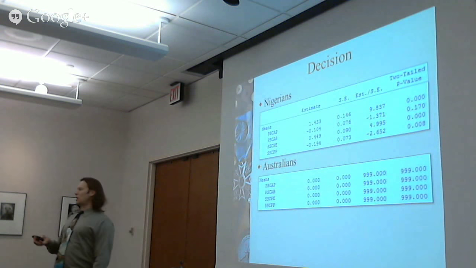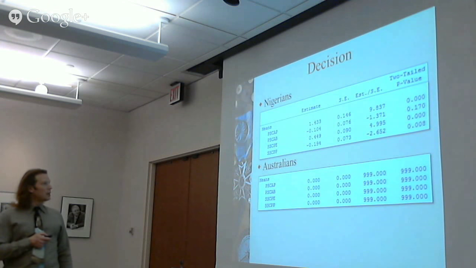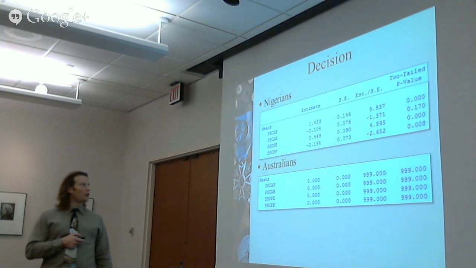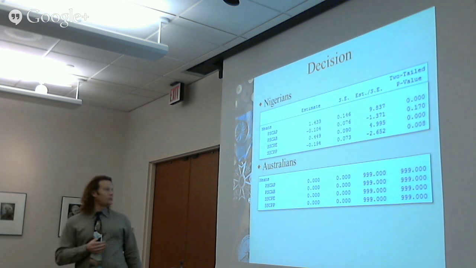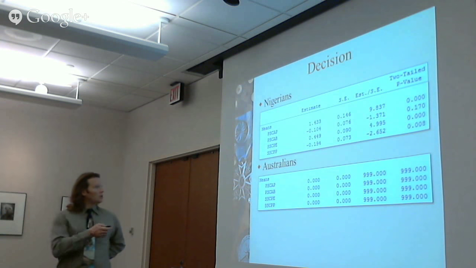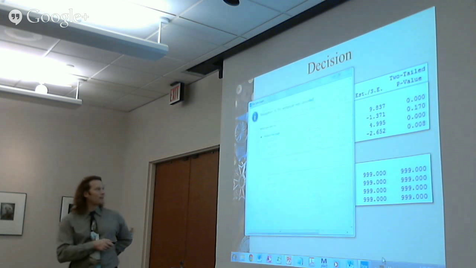So then there's decision time. We've got all these data, we've got some estimates here, and we've got some means, and we see that this two-tailed p-value shows that 3 of the 4 factor means that were estimated were statistically different from 0. Whereas the Australian means, where we had originally constrained them to be 0.